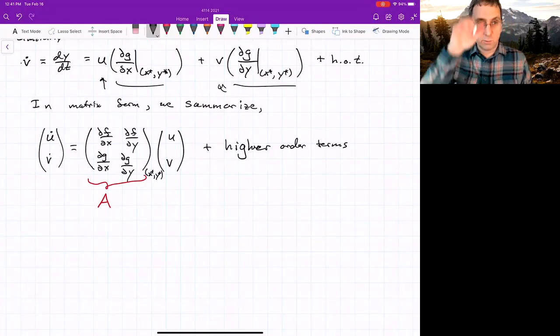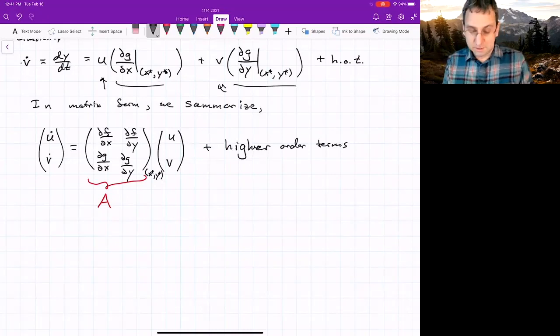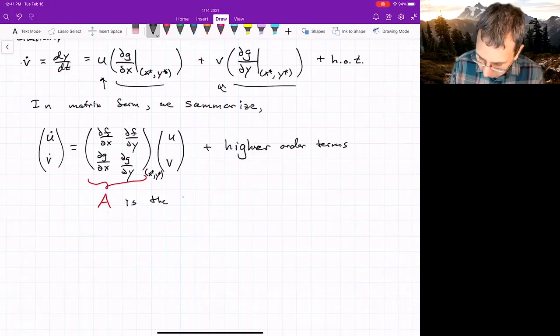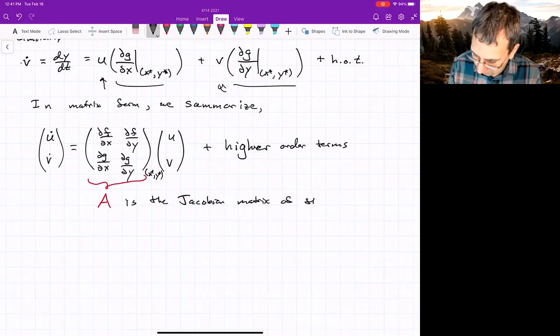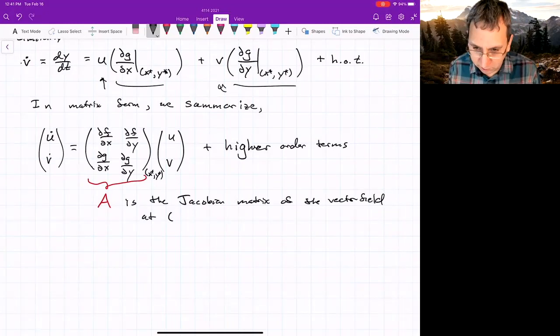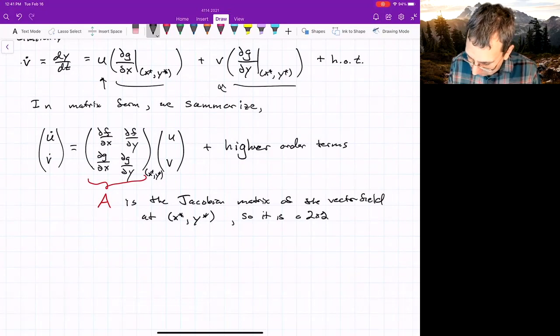So even though we're writing partial derivatives, don't view these as functions anymore. For the matrix A, we're evaluating those at a specific point. So these are just numbers in here. They'll be constants. So A is commonly called the Jacobian matrix of the vector field that had components f and g. We're evaluating this at the fixed point. It is a 2x2 constant matrix.